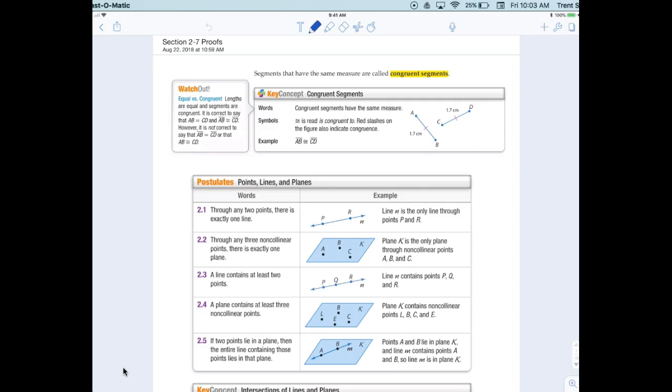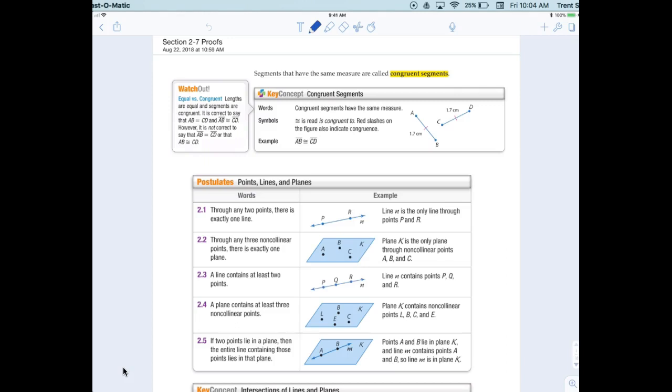And one of the most important things, which never made sense to me, of why I have to write it, and the book always writes it, is the very first thing. It says, segments that have the same measure are called congruent segments. Is everybody listening to me? If they have the same measure, that means they are congruent. That is the definition of congruence. If they have an equal measure, then they are congruent.